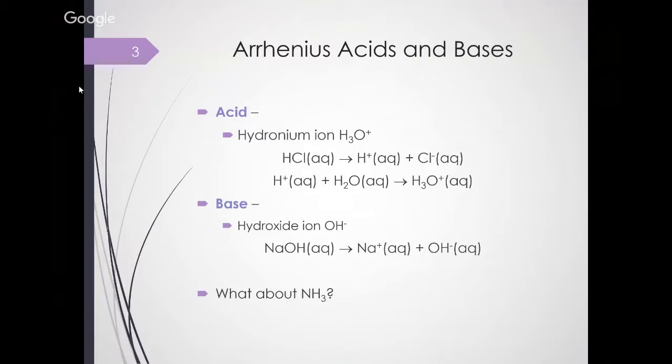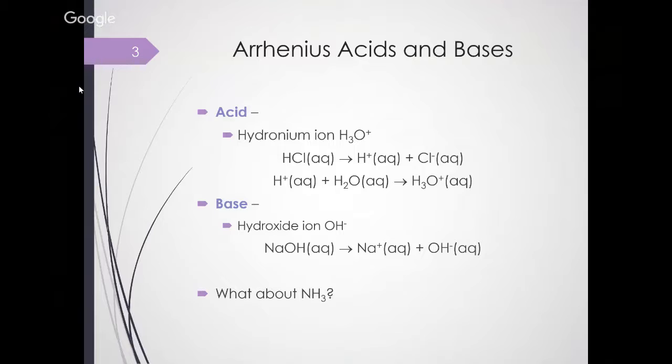So now we're going to look at a couple different definitions of acids and bases. The Arrhenius definition says that an acid will be something that increases the concentration of the hydronium ion, which is H3O+. So hydrochloric acid dissociates into H+ and Cl-, and the H+ then attaches itself to the water that's present, because we're in an aqueous solution, to form the hydronium ion.